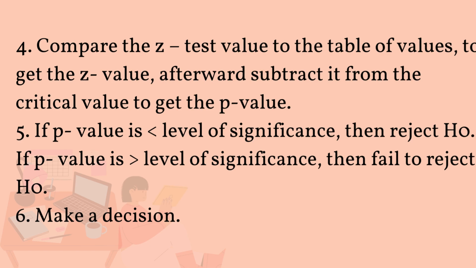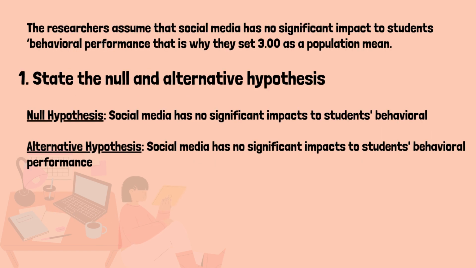So to be more clear, to be more specific, let us have a sample problem that is actually given on your module. So I have to explain and I have to elaborate this part sa inyo. Okay, the researchers assume that social media has no significant impact to students' behavioral performance. That is why they set 3.00 or 3 as their population mean. So it is already given in the problem.